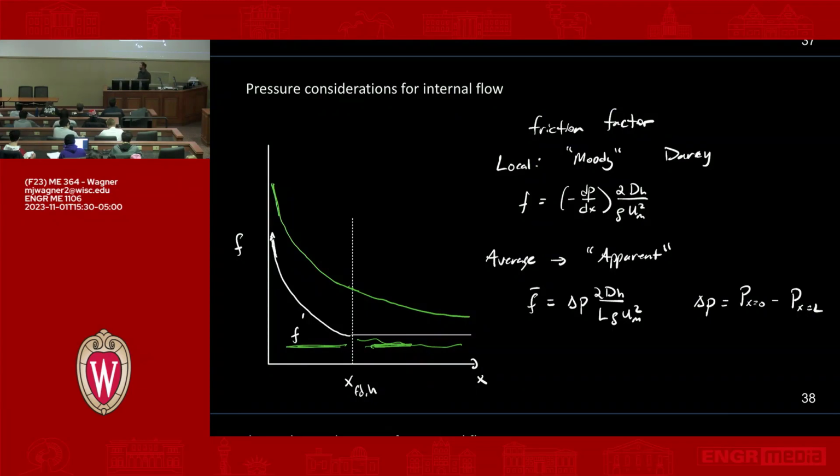Some things you can take away from this. If x_FD is really small compared to L, we can just use the local friction factor in the fully developed region and call that good, because our average is eventually going to converge. If it's long enough, they're the same thing. It doesn't matter. If you're in the developing region, you have a local friction factor that's changing. If you're in the fully developed region, the local friction factor does not change.